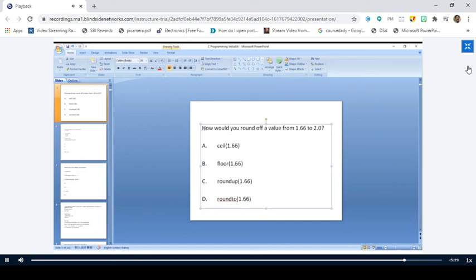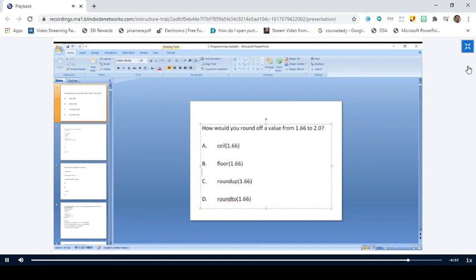Now can you see the screen? What is the answer? Round up 1.66. See here. The question is, how would you round off a value from 1.66 to 2.0? So it is a floating point number 1.66, and we want the upper limit, right? With floor, it becomes 1.